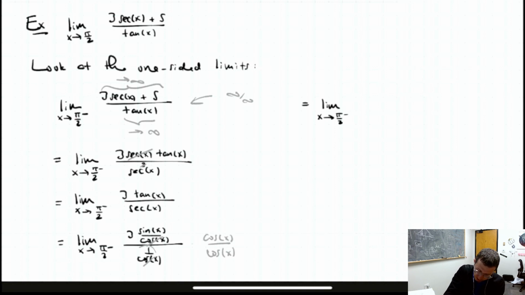And then when you multiply 1 over cosine x with cosine x, you just get 1. So what I'm left with is just 3 sine of x. And whenever I have a new limit, I try direct substitution. Sine of pi over 2 is 1. So we get 3.